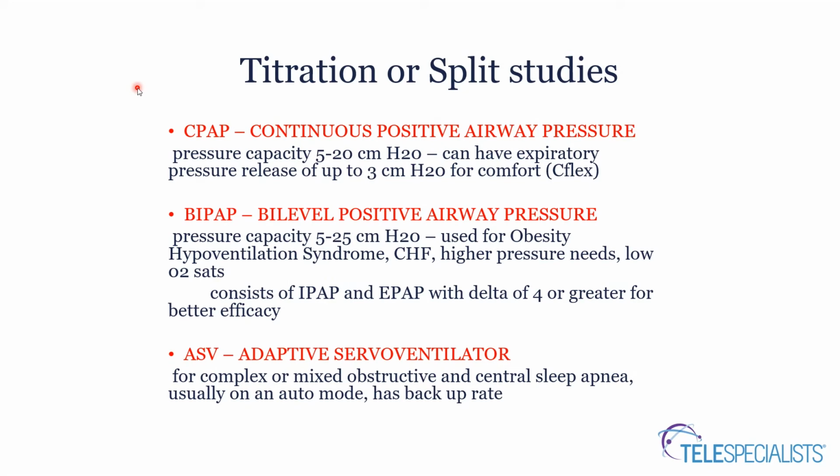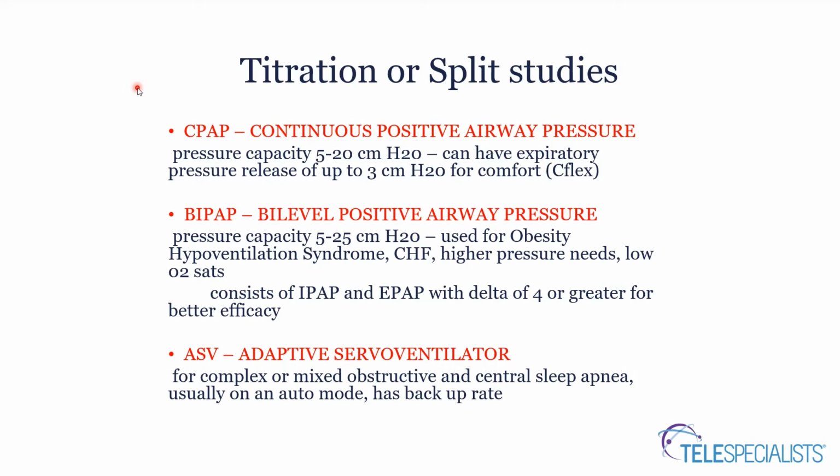A BiPAP is 2 levels of pressure. The first is an inspiratory pressure. The second is an expiratory pressure. The goal of these is to have 2 different pressure settings with a delta, an in-between range, so that it enhances gas exchange. These are used for obesity hypoventilation syndrome, for CHF, for higher pressure needs, and lower oxygen saturations. Of course, oxygen itself can be added to any of these if patients have underlying lung or pulmonary conditions. But a lot of patients with just sleep apnea don't need oxygen along with this because the pressure is what's opening the airway and decreasing the risk of oxygen desaturations.